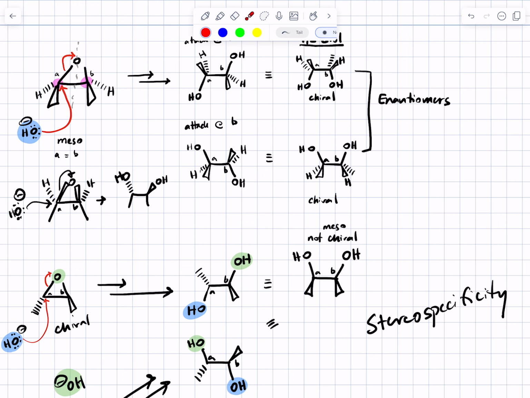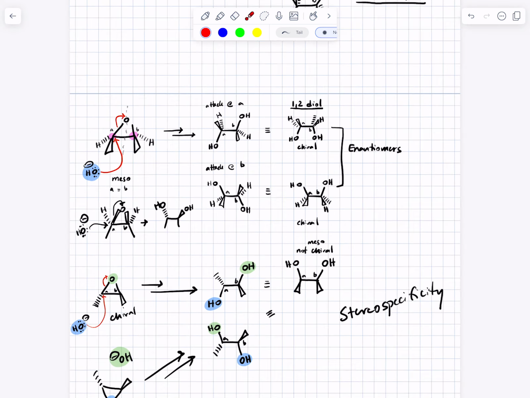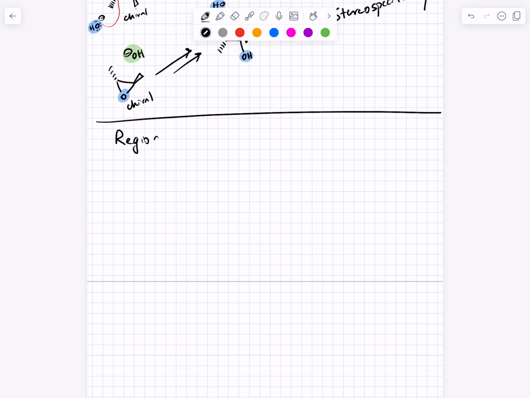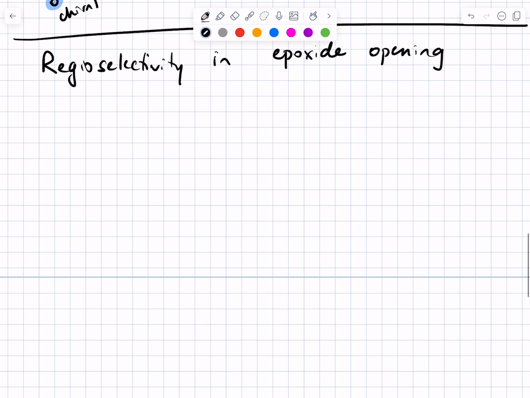Now, I told you we would get to the issue of epoxide regioselectivity. So let's do that. Regioselectivity in epoxide opening. This regioselectivity refers to selectivity among constitutional isomers. Another term for constitutional isomers is regioisomers. So I'm going to choose an epoxide here where the two carbons are different.